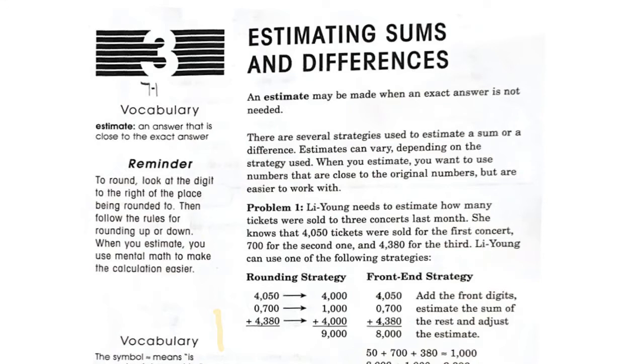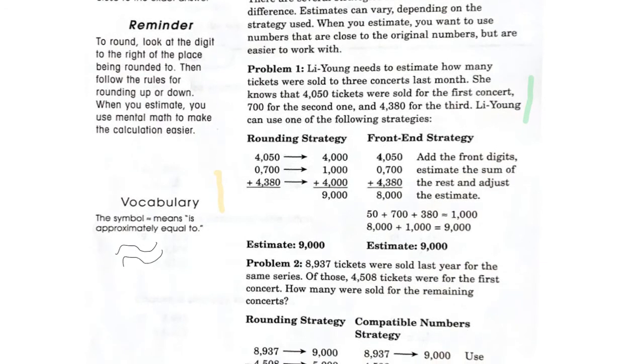When you estimate, you want to use numbers that are close to the original numbers but are easier to work with. So, problem number 1, Lee Young needs to estimate how many tickets were sold to 3 concerts last month. She knows that, and I'm going to highlight the number. 4,050 tickets were sold for the first concert, 700 for the second one, and 4,380 for the third one. Lee Young can use one of the following strategies. And there are 3 strategies that we're going to be using.